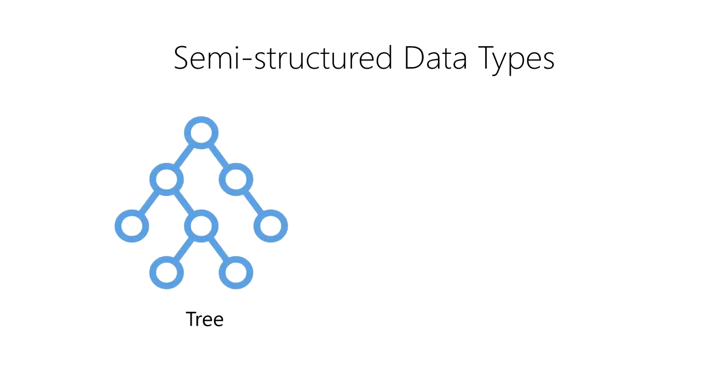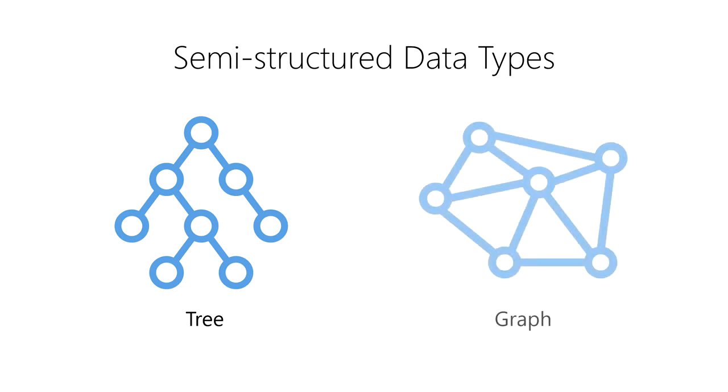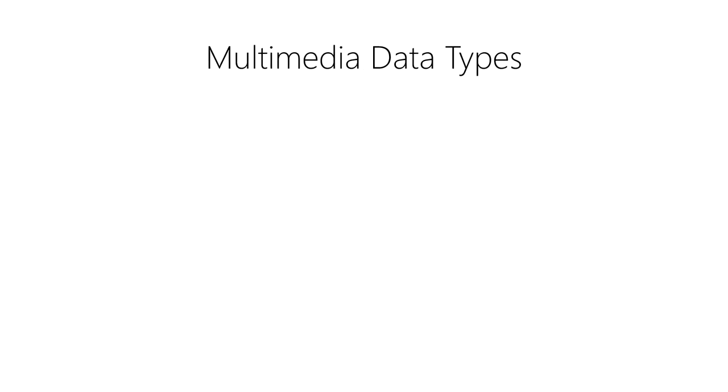First, we have a tree, which organizes data as a set of nodes and branches. Trees are used to represent hierarchical data, that is, data that are organized into parent-child relationships. Second, we have a graph, which organizes data as a set of nodes and edges. Graphs are used to represent a network of data representing each item as a node and each relationship as an edge.